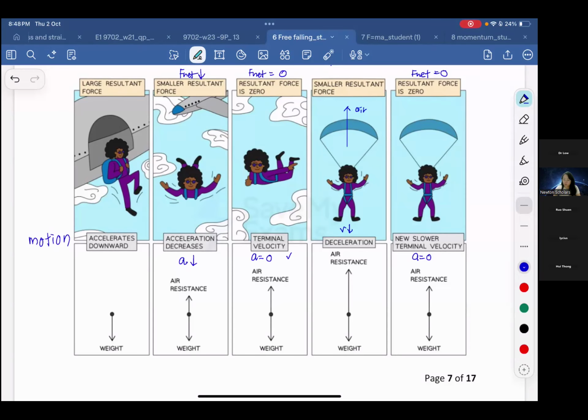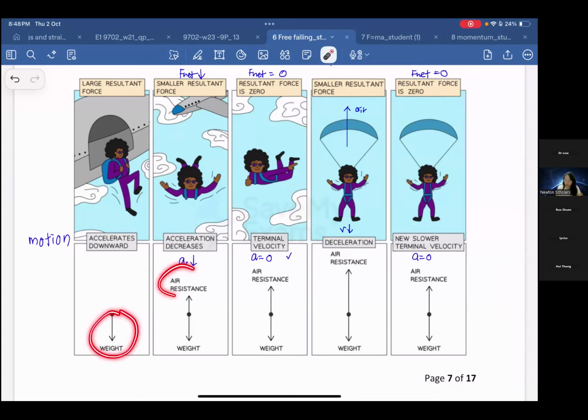In terms of force, you explain about this and the resultant force. You say at start only weight. Resultant force is big, so the object accelerates. After that, we will have air resistance, then smaller resultant force, acceleration decreases. At a certain moment, air resistance increases because of the speed. It balances with the weight. Resultant force 0, acceleration 0, it achieves terminal velocity.